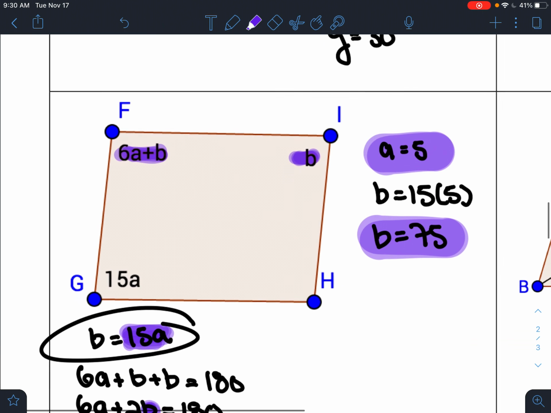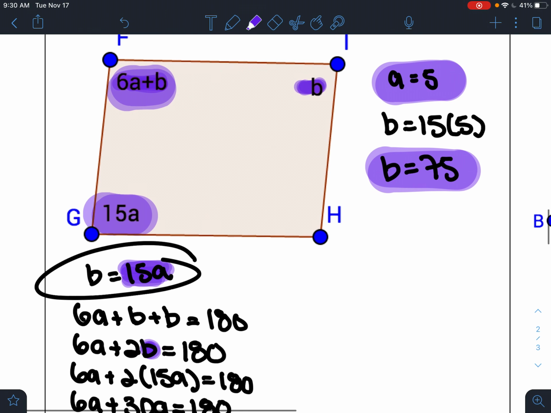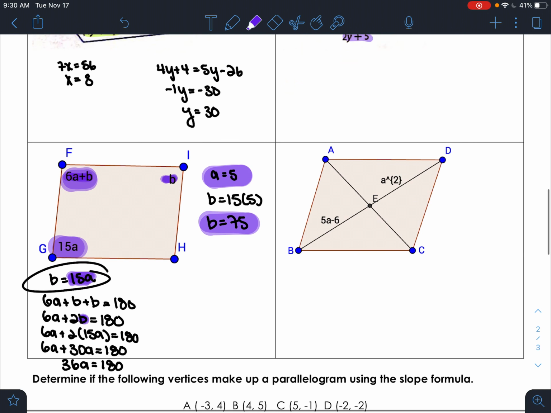Now, I just want to come back to this and say you could have also done it by doing the 15A plus the 6A plus B is equal to 180. It would have given you the exact same answer. So actually, I don't know why I chose to do the B. It doesn't actually matter, okay?